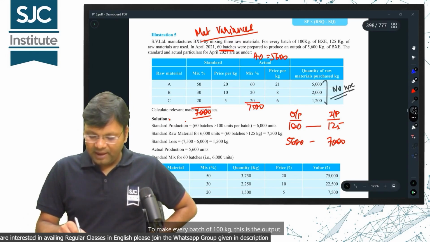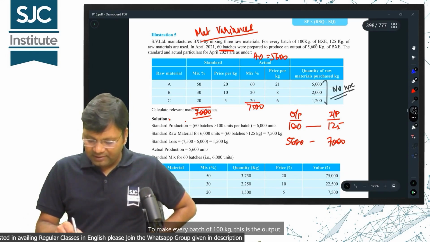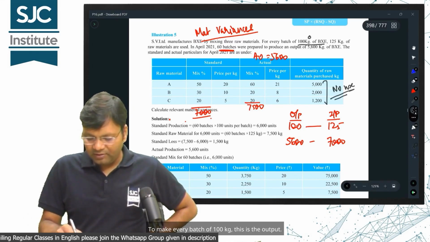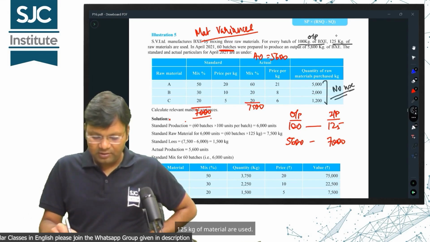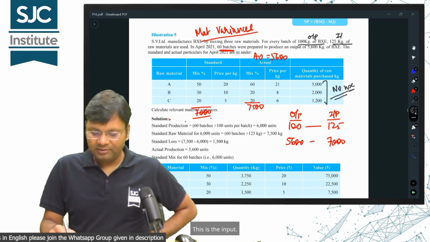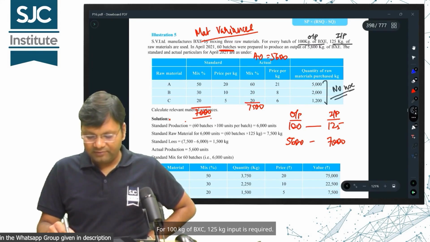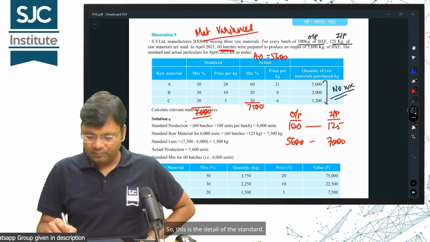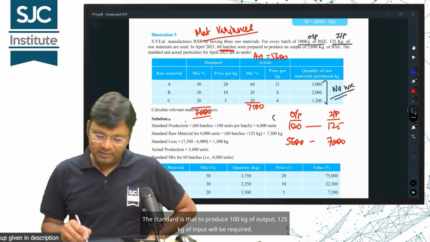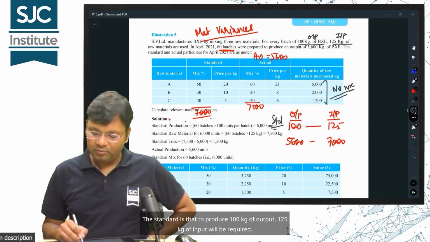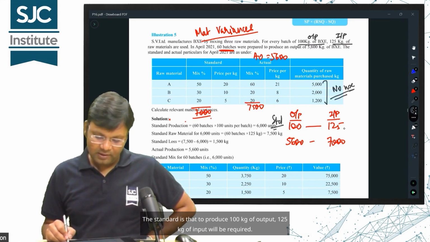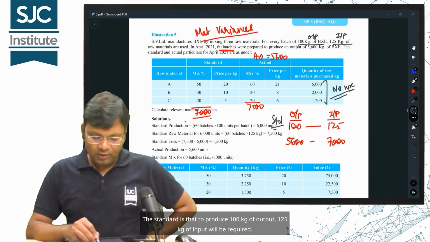To make every batch of 100 kilograms, this is the output, 125 kilograms of material are used. This is the input. For 100 kilograms of output, 125 kilograms of input is required. So, this is the detail of the standard. The standard is that to produce 100 kilograms of output, 125 kilograms of input will be required.